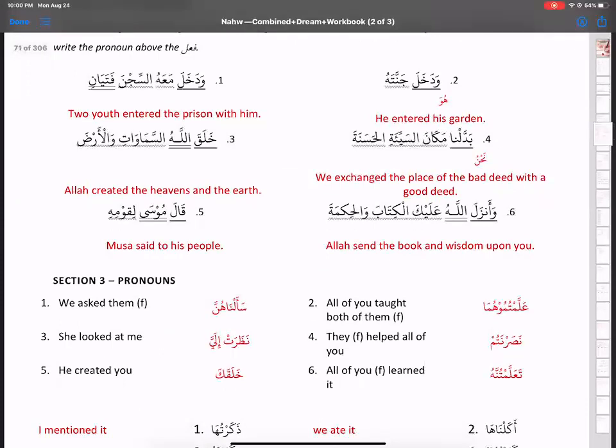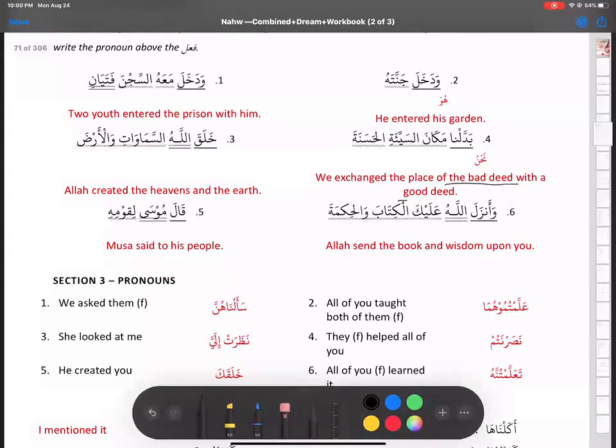We exchange the place of the bad deeds with the good deeds. We exchange the place of the bad deed with the good deed. You know that when someone regrets, what happens? When somebody repents to Allah subhanahu wa ta'ala, he changes all his bad deeds into good deeds, right? So basically, I think this is what it is talking about.